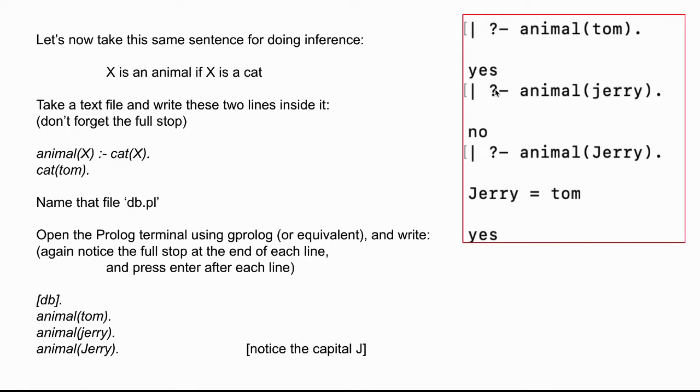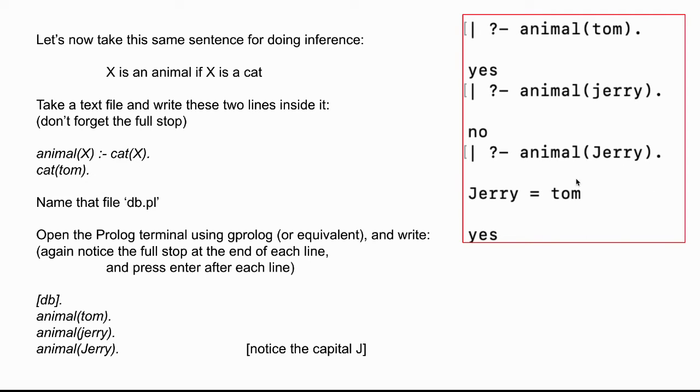So now if you do this, what you will find is that if you give animal of Tom dot, you will get yes as expected, because cat of Tom is true, and so cat of Tom is true will imply that animal of Tom is true, so you get yes. Animal of Jerry answers no, because there is no fact that Jerry is a cat, so Jerry is not a cat, and so Jerry is not an animal.